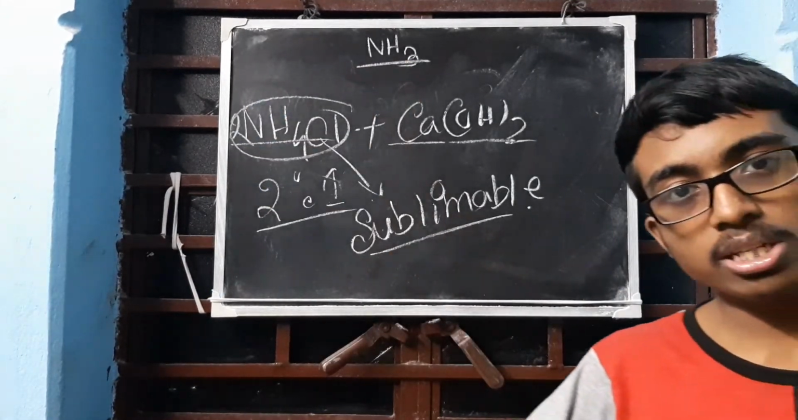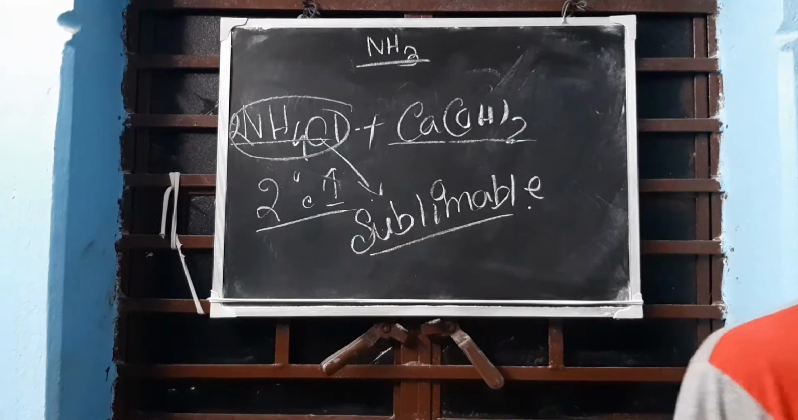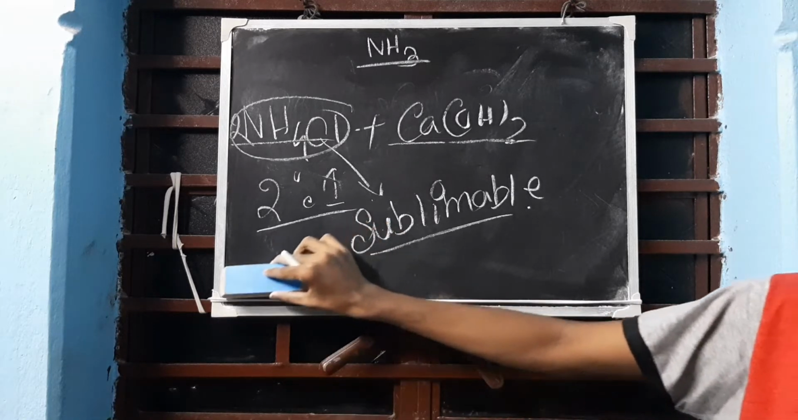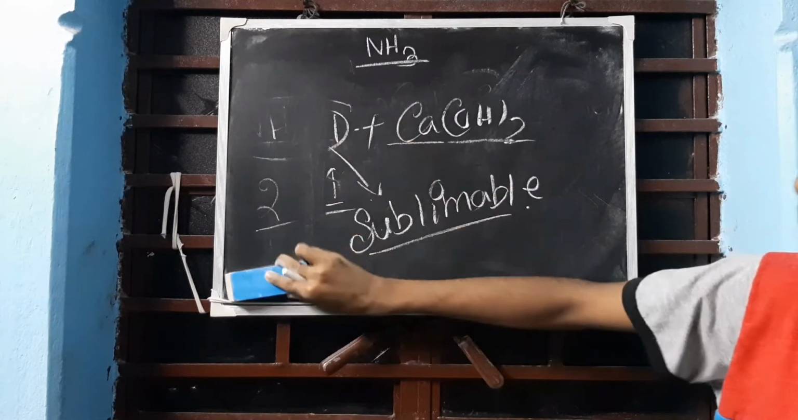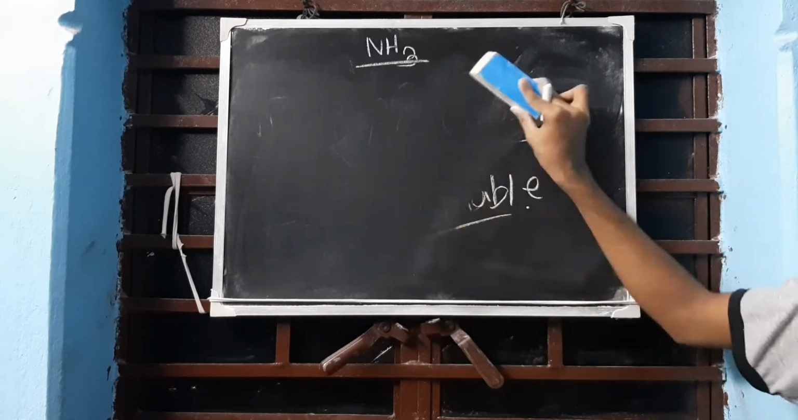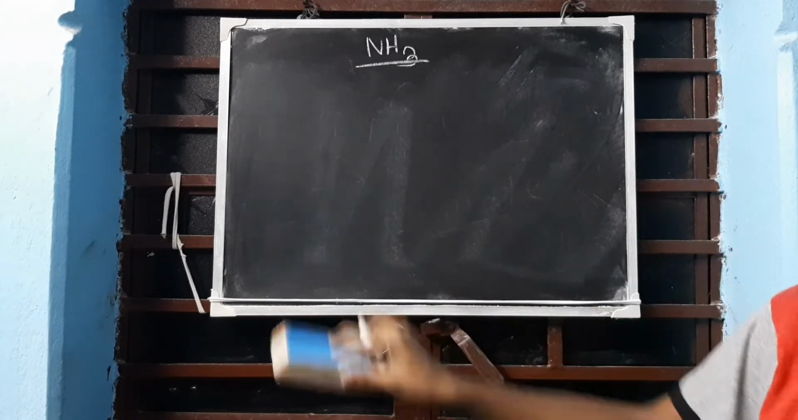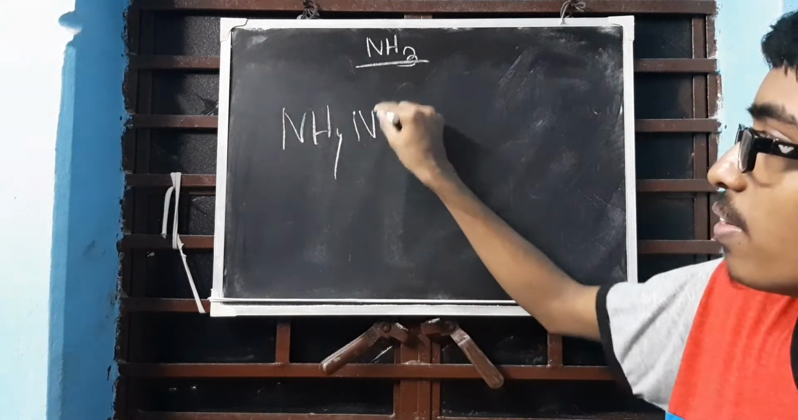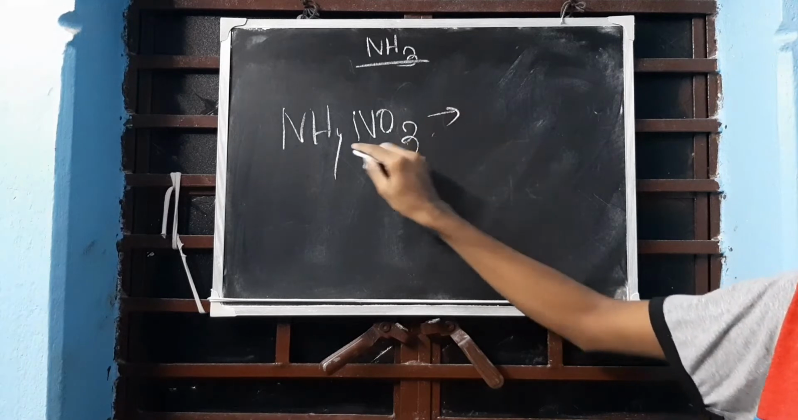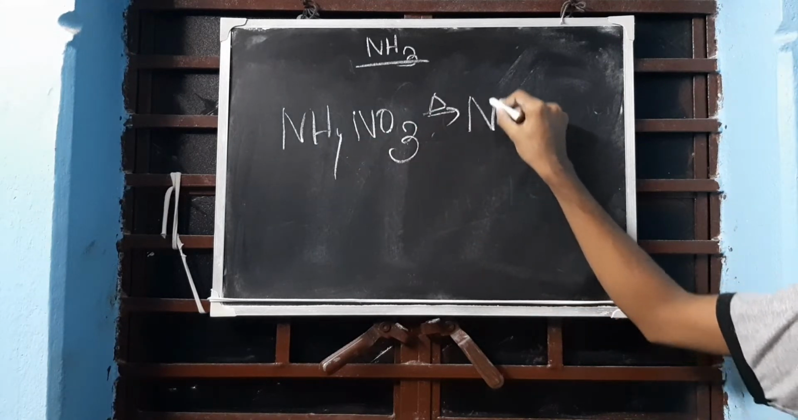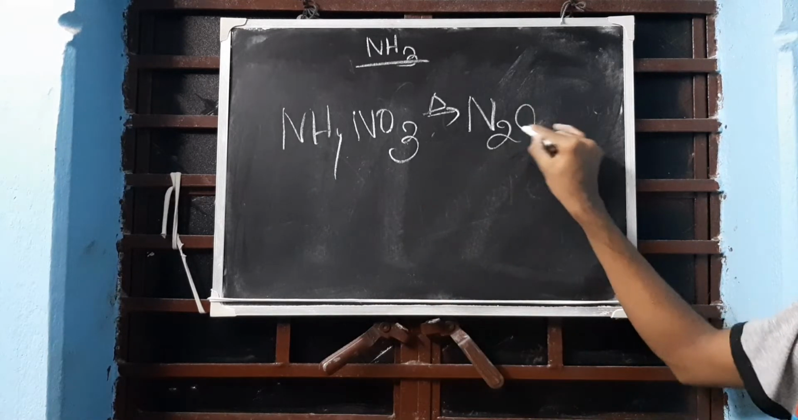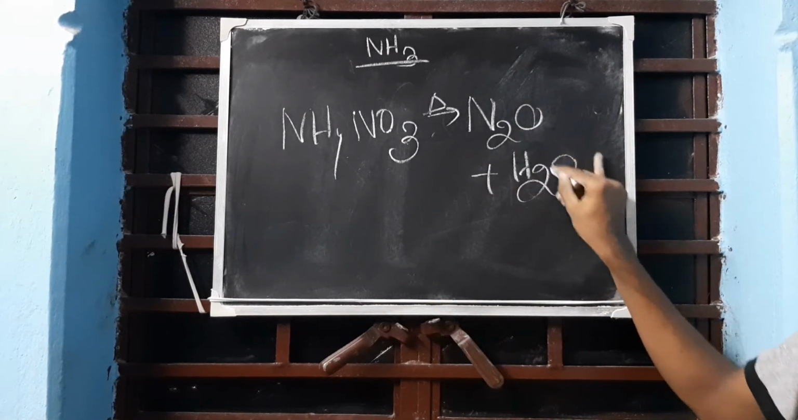Next. Why are we using this substance? We have so many substances. Why this one? Because other substances like NH4NO3, that is ammonium nitrate, and ammonium nitrite will not give you proper results. If I write NH4NO3, ammonium nitrate, and you heat it, it will not give you ammonia. What will it give you? It will give you nitrous oxide. Do we want that? No. Do we want nitrous oxide?